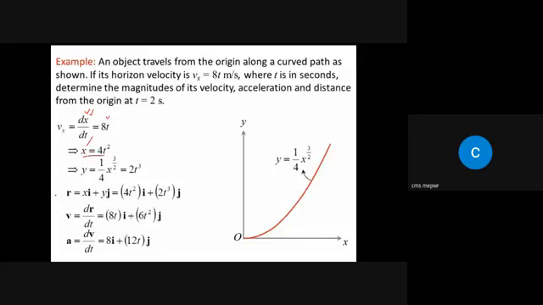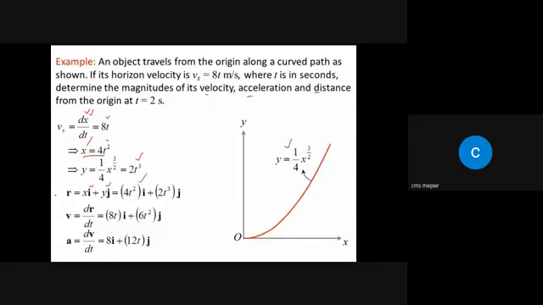Okay. So we have the x value and we have the y equation. If you put the x value in this equation, we will get the y value, 2t cube, right? Okay. So what do we want to find out? Distance, acceleration, and velocity. We now have the x value and the y value. Put them over here.